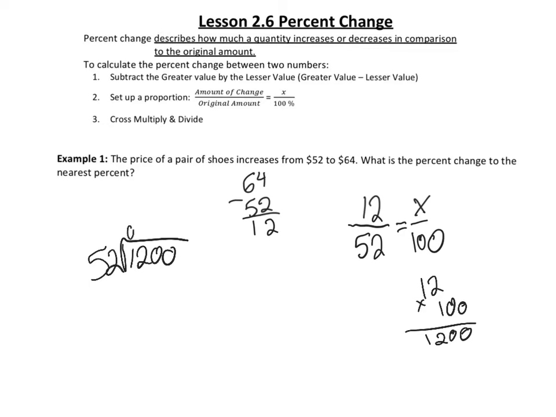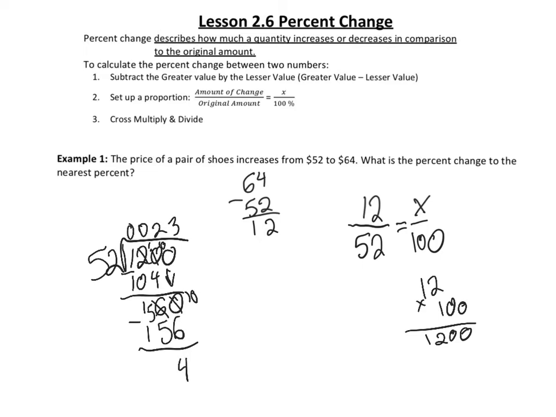52 goes into 1 0 times, into 12 0 times. 52 goes into 120 2 times, and that is 104. We subtract, so we have to borrow here. 10 minus 4 is 6. 1 minus 0 is 1. We bring down the 0. 52 goes into 160 3 times, and that is 156. We subtract, and we have to borrow, and we get 4.